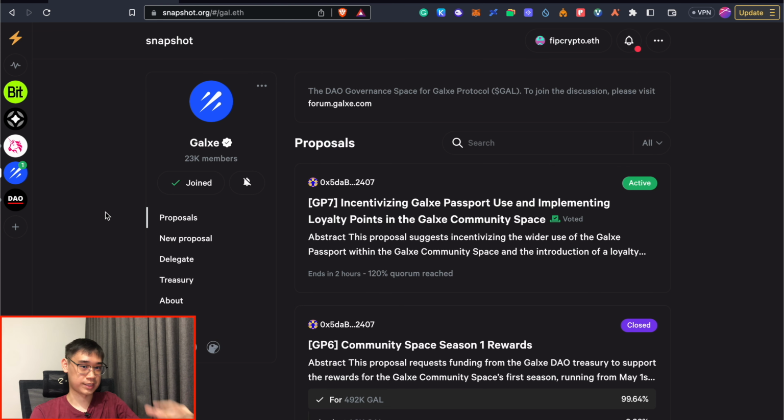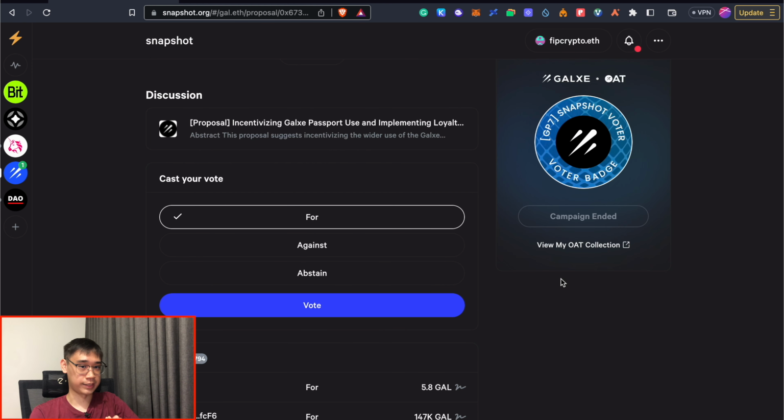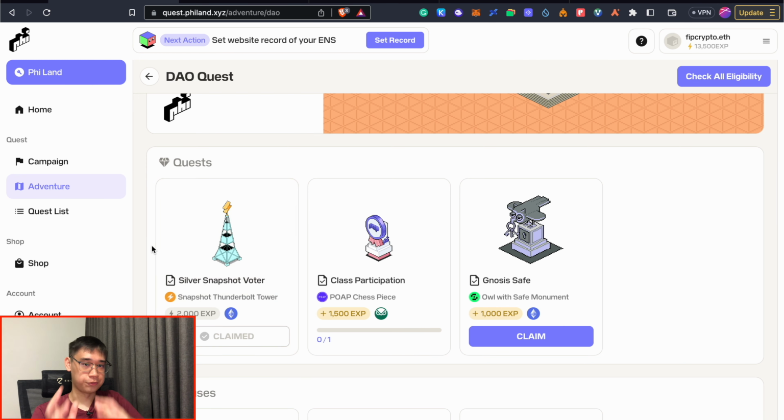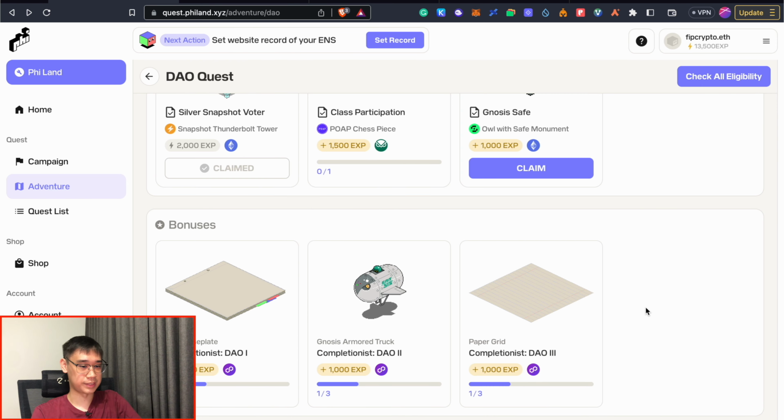I've also voted on some proposals on Galaxy, and you need to hold the Galaxy tokens before you can vote on any of these proposals, and it may be possible for you to qualify for a Galaxy airdrop in the future. So this is something that you can consider as well. The other quest that I'm currently looking at is the DAO quest, where the last one is that I'll need to own a Pope NFT before I'm able to claim all of these different bonuses.